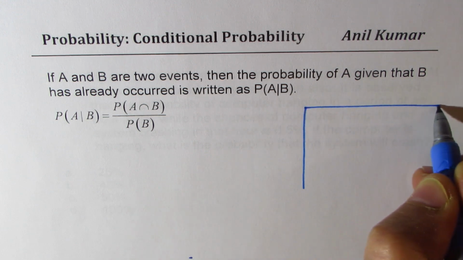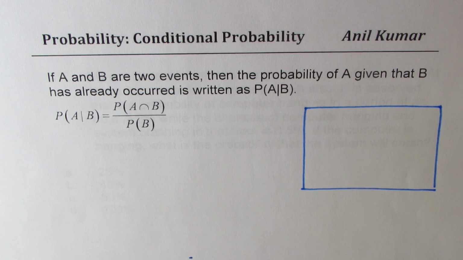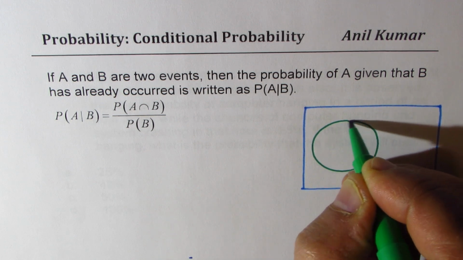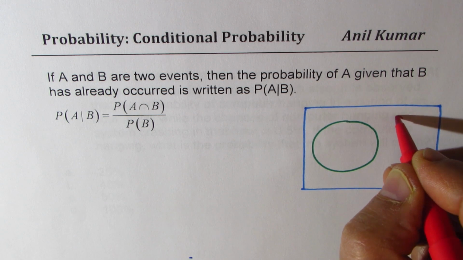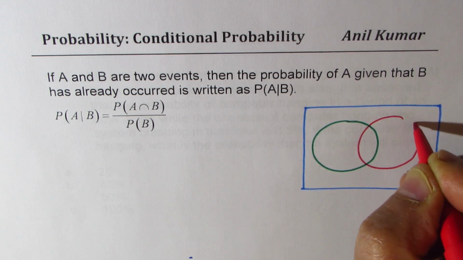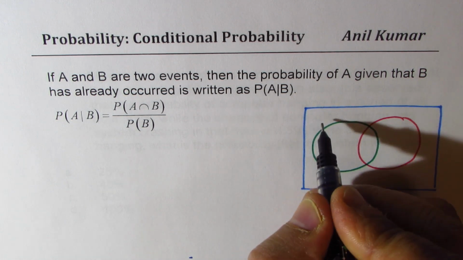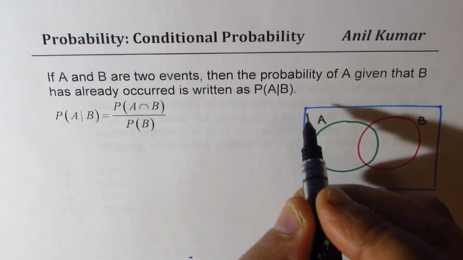Let's say this is our sample space, and in this sample space we are talking about 2 events A and B, right? So let's say this is the event A, and let's say the event B is this one. So we have events A and B, and this is our sample space S.